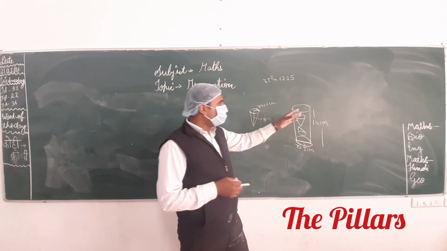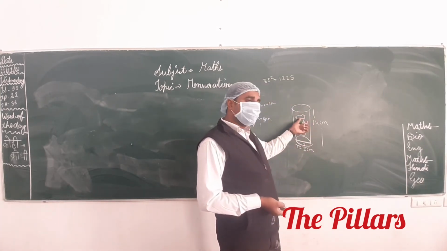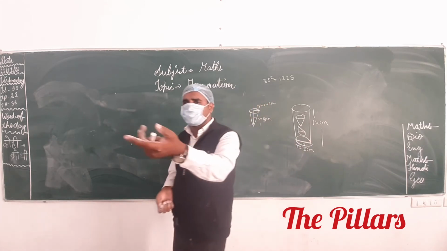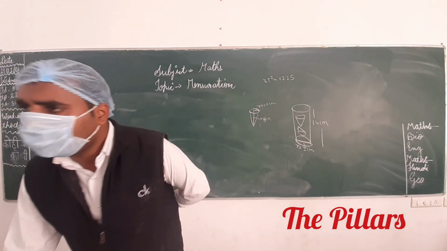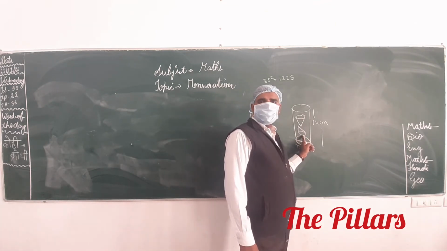What question do we get from this cylinder? We have to hollow out two cones. You see that the base radius and height of these two cones are equal, which means their volumes are also equal.